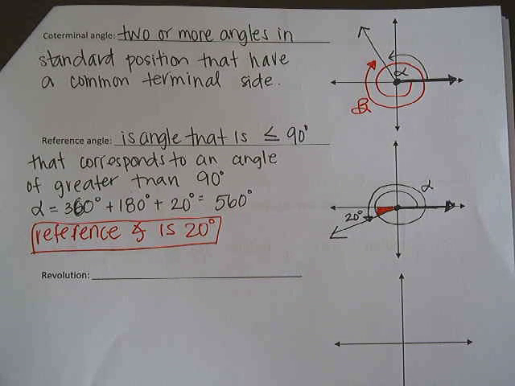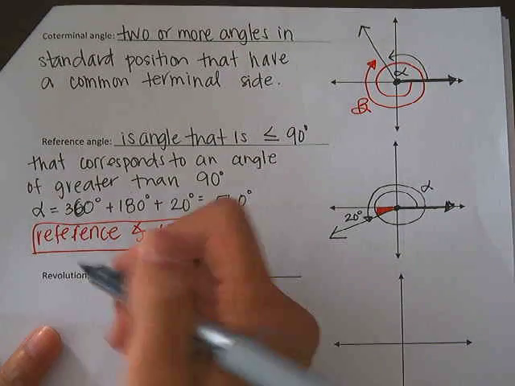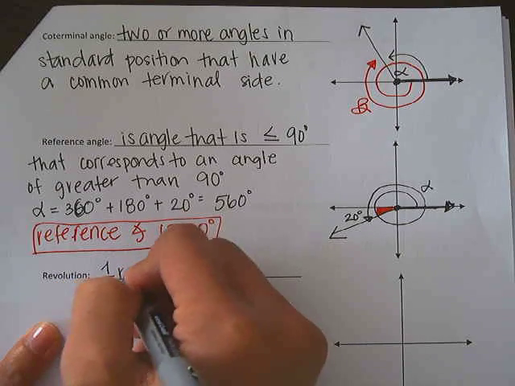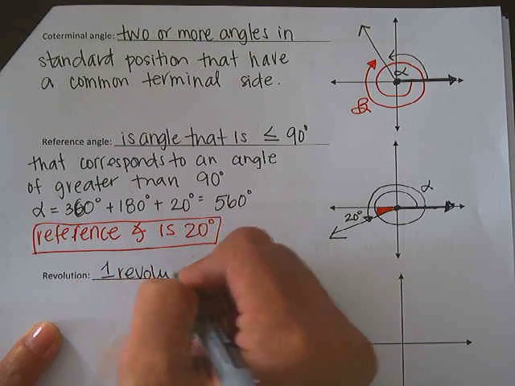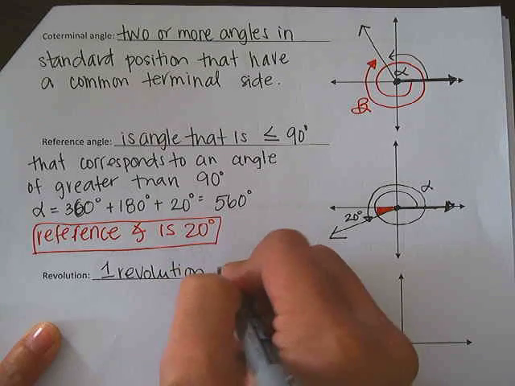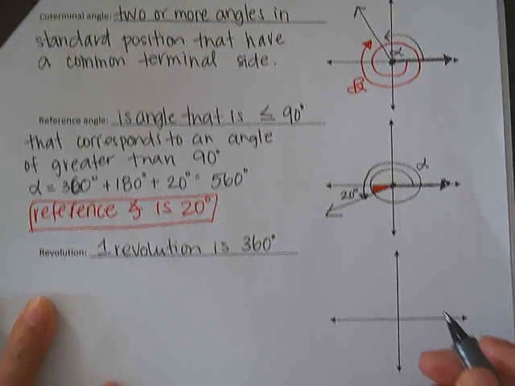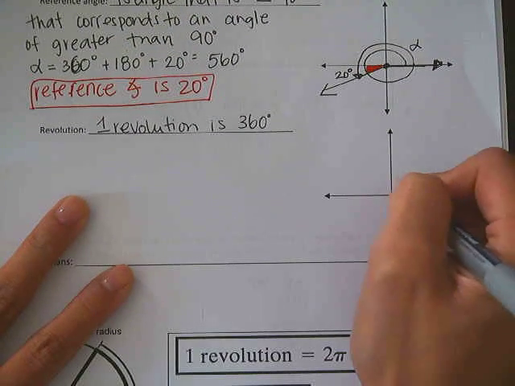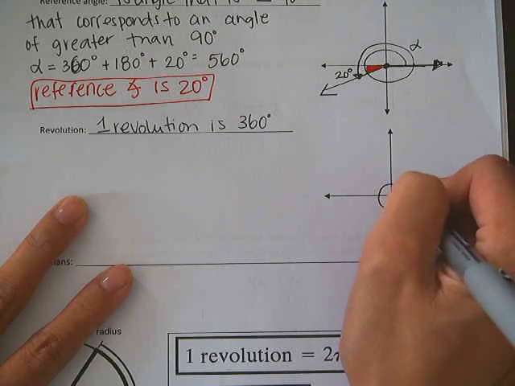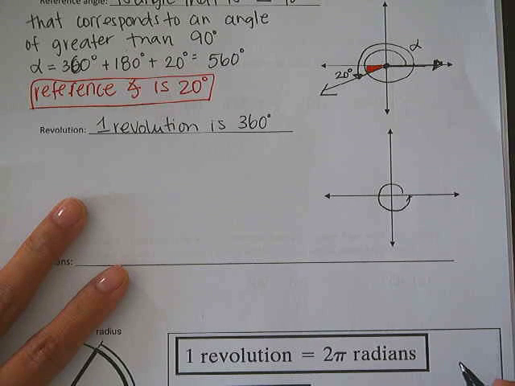Okay, revolution. I should have moved that definition above. Let's talk about one revolution. One revolution is 360 degrees. That's like a full circle. Here is a full circle, and that's 360 degrees.